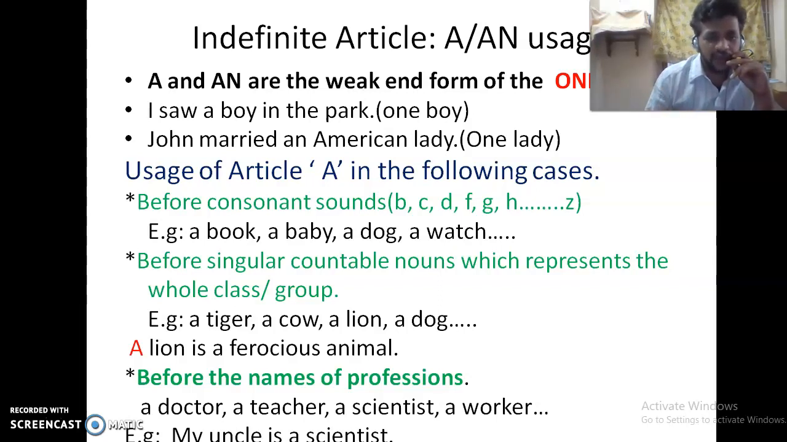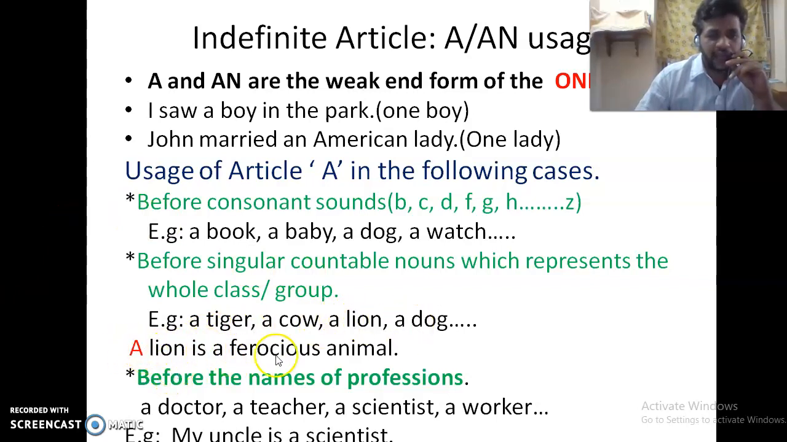Tiger. A tiger means we are not talking about one tiger. We are talking about the entire group or class. A tiger, not one tiger, all the tigers. A cow means all the cows, not a single cow. A lion, similarly, all the lions. I mean, the entire group. A lion represents the entire group. Dog, similarly, represents the entire group of dogs, the entire class of dogs. A tiger, a cow, a lion, a dog.